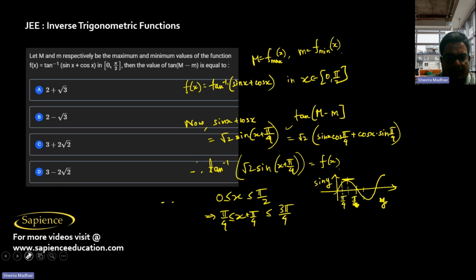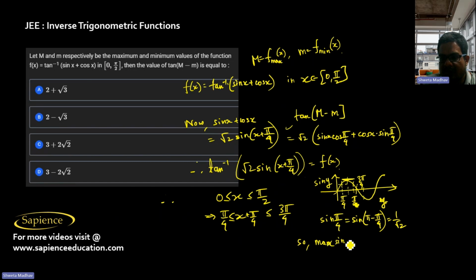Is pi, and this is 3 pi by 4. So sine pi by 4 and sine 3 pi by 4 will be the same, since sine of pi minus theta is the same as sine theta, which is equal to 1 by root 2. And so the maximum value of sine y will come at y equal to pi by 2, which is equal to 1.